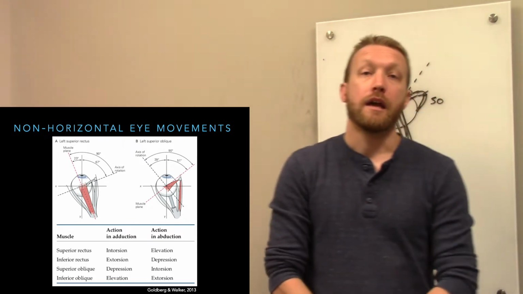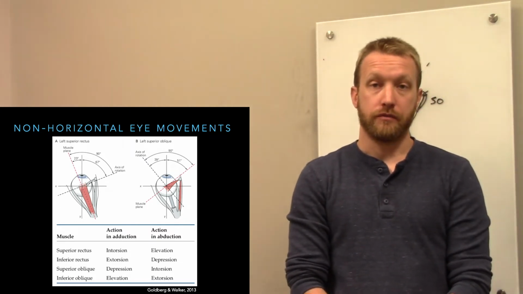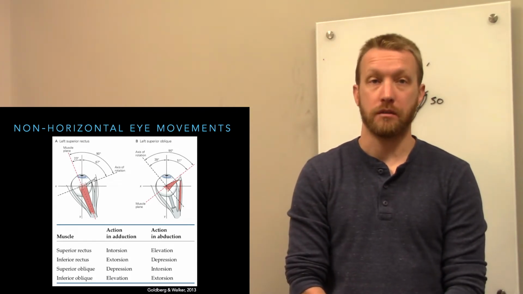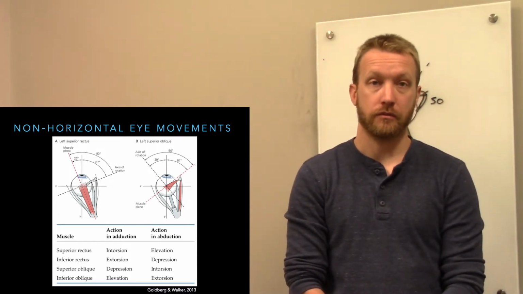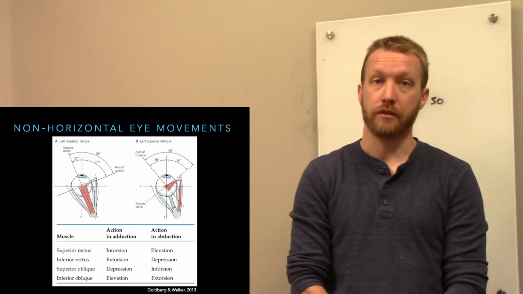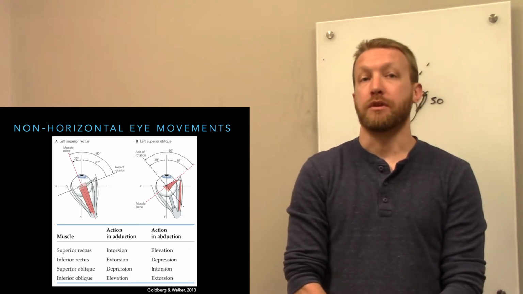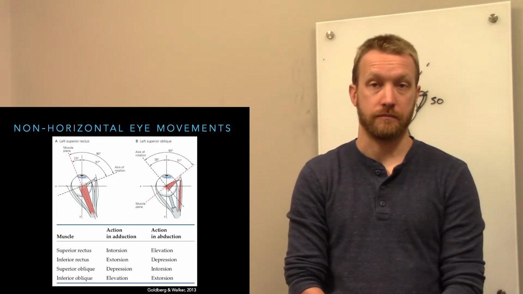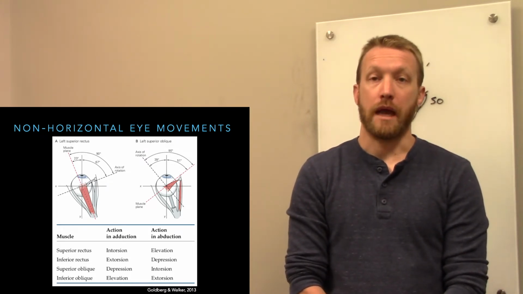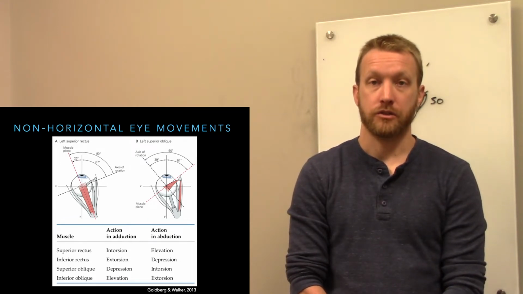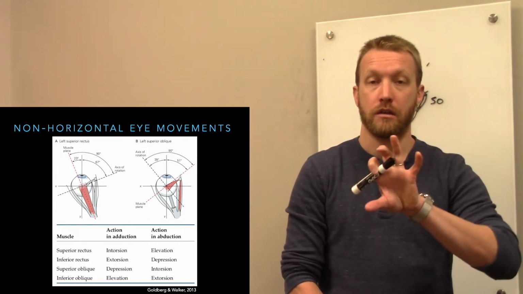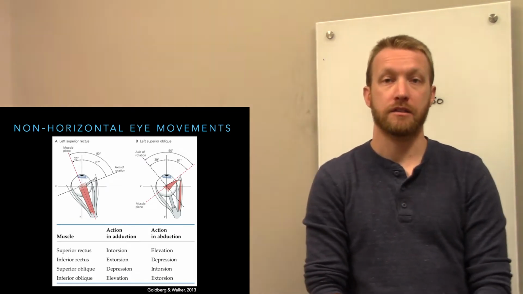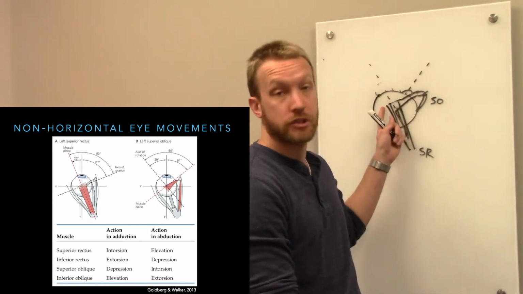So up and down movements of the eye are going to involve a combination of rectus and oblique muscles. Superior rectus and inferior oblique working together for elevation. Superior oblique and inferior rectus working together for depression. We just have to balance the amount of activity so that we don't get any torsion of the eyes. And that relative balance depends on eye position.